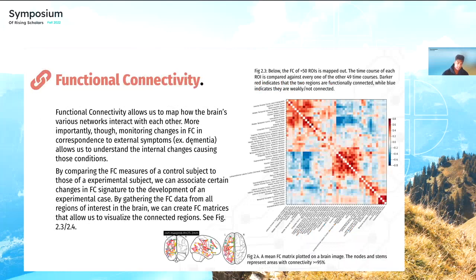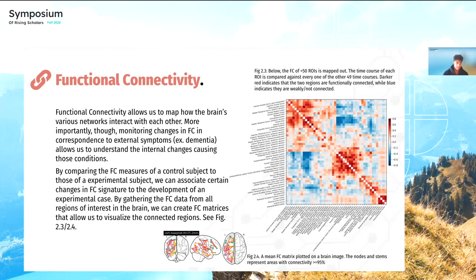So why is functional connectivity important? It allows us to map how the brain's various networks interact with each other. More importantly, though, monitoring changes in FC in correspondence to external symptoms like dementia or MCI, mild cognitive impairment, allows us to understand the internal changes causing these conditions. By comparing the FC measures of a control subject to those of an experimental subject, we can associate certain changes in FC signature to the development of an experimental case.